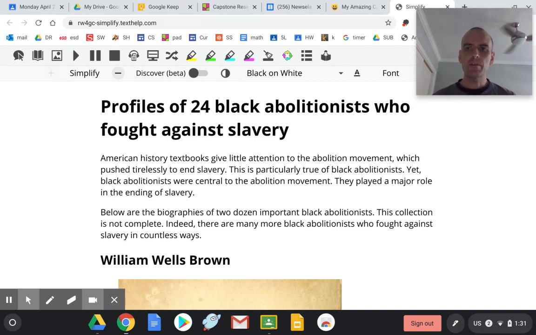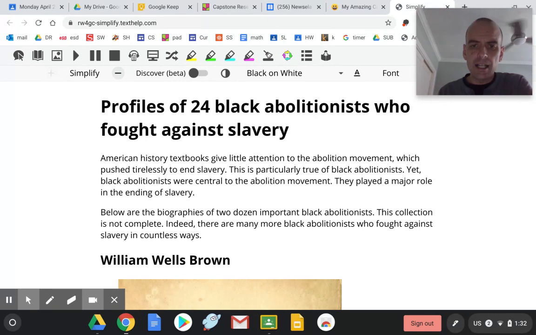Okay. So now once you have it simplified, there's some other tools I like to use. I really like the highlighter tools. So you know how in our Padlet, we're going to write some notes. Now, the highlights can remind you of things that you should write down. So let's practice. American history textbooks give little attention to the abolition movement, which pushed tirelessly to end slavery. This is particularly true of Black abolitionists. Yet, Black abolitionists were central to the abolition movement.